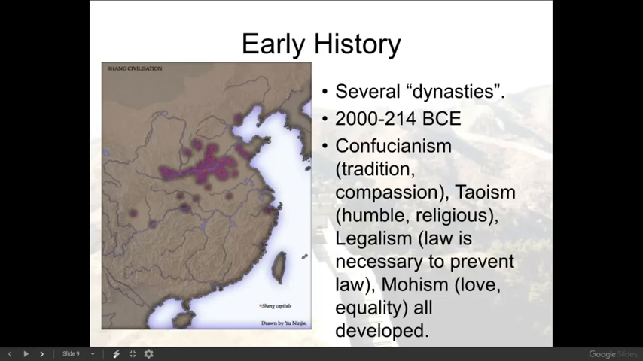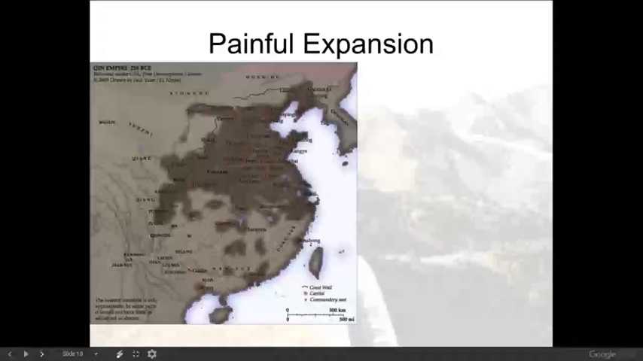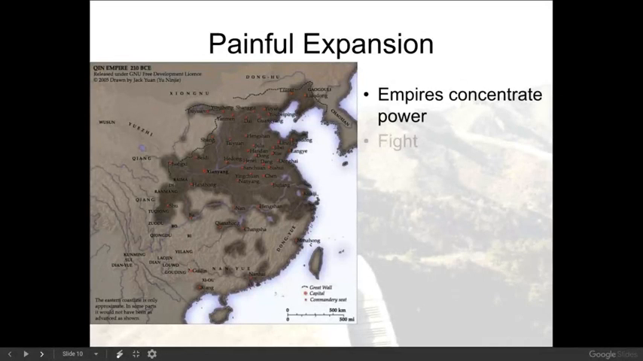So these are all major types of philosophy that developed in China a long time ago, while in Europe, during this period of time, you had things like Athens and Rome. So we often just think of the development of civilization going on in Europe, but it was actually happening in East Asia as well. So now the painful expansion.